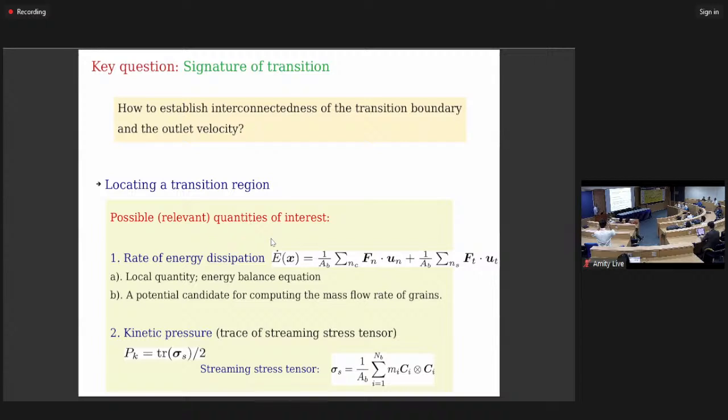So two things I will consider. One is the rate of energy dissipation, and another is kinetic pressure, that is given by the trace of the stress tensor, and these are essentially velocity fluctuations. Another is the rate of energy dissipation. I'll focus on the former first, I mean on this first, the rate of energy dissipation.